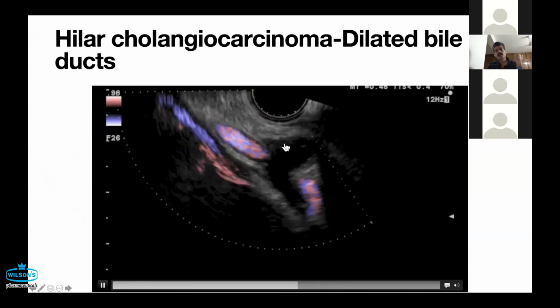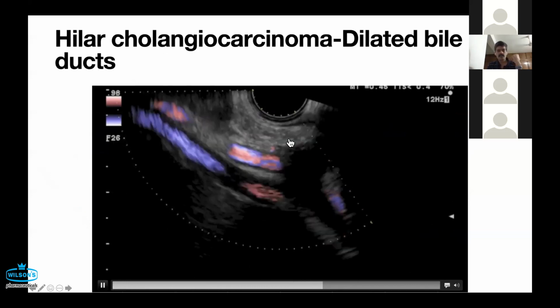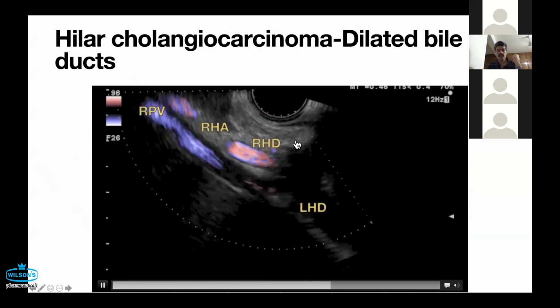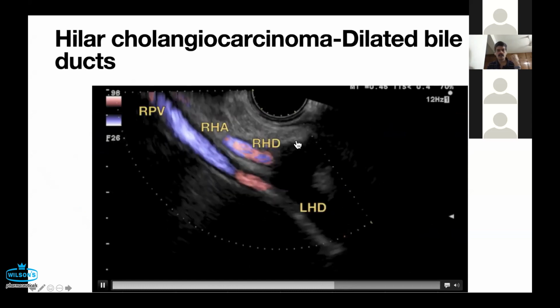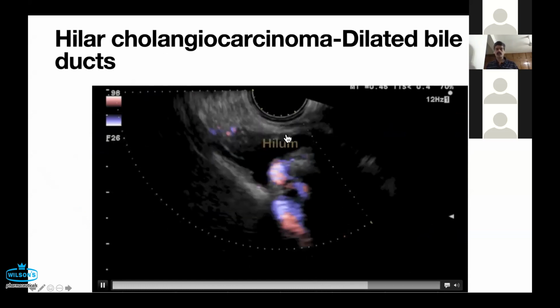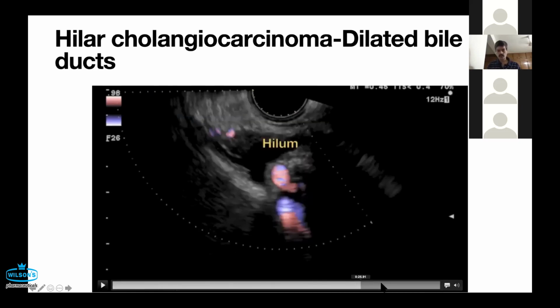You see that there is some thickening here, and this is the hilum. And you can see the very thin thickening of a segment in the right hepatic artery and right portal vein, which go on this side. I think this video is not running fully.